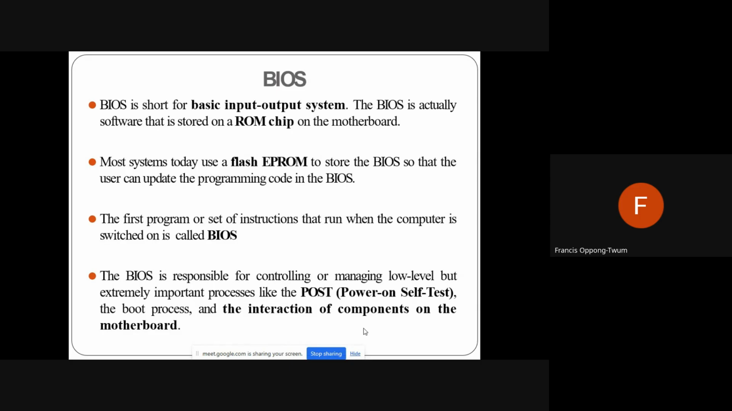Once the computer is able to pass the POST process, then it will send it to the hard disk, that's the master boot record, and you see the computer will start loading the operating system for you to see. So that is the BIOS and the POST for you.